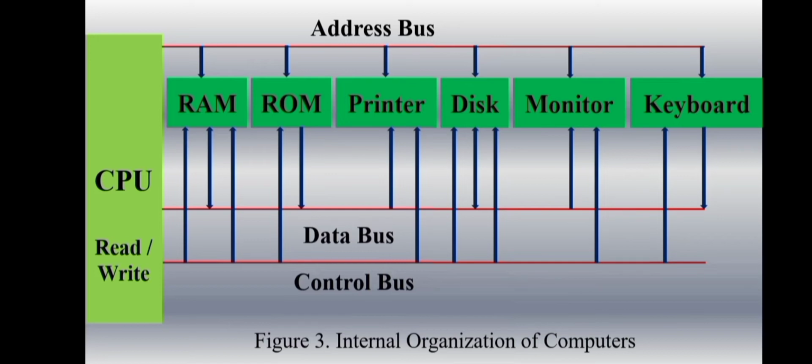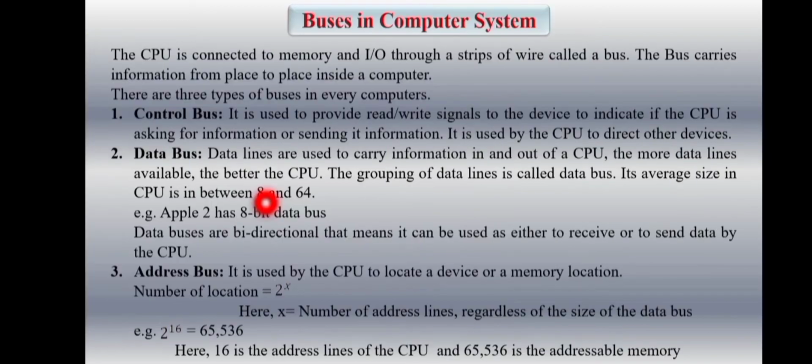More data lines or data buses means a more expensive CPU and computer. If we use more data buses, then the cost of the CPU will increase automatically. The grouping of data lines is called a data bus. The average size of data buses in a CPU is between 8 and 64.